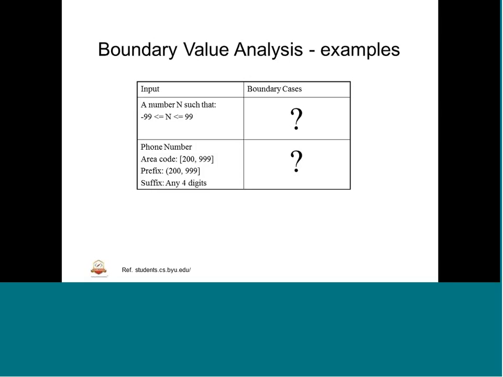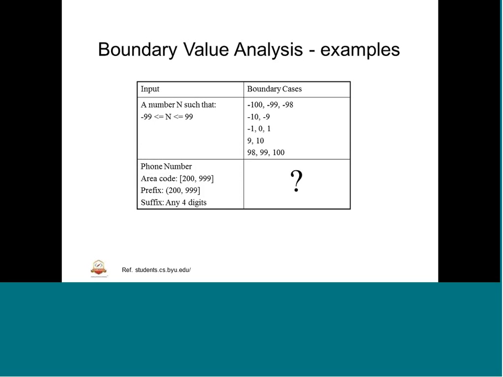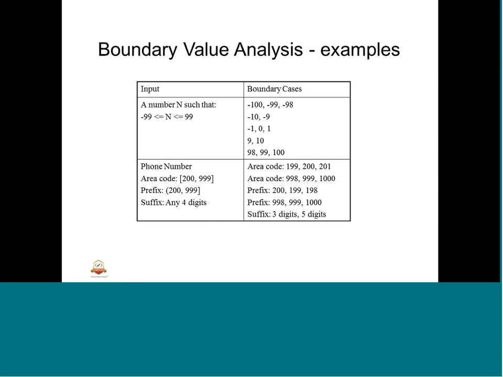And also we studied an example of boundary value analysis for minus 99 to plus 99. We had seen minus 100, minus 99, minus 98 as one group, another is minus 10, minus 9, minus 1, 0, 1. Then we had 9, 10, 98, 99, 100. That means the boundary value we see just above the boundary and below the boundary, upper, lower, like this we are going to define it.